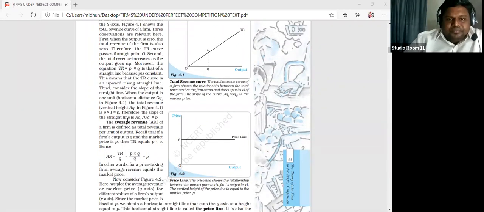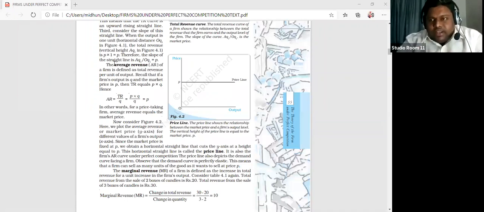Okay, next one, moving towards the average revenue, AR curve. What is the relationship between the total revenue and average revenue? Understand that clearly. Here the average revenue, denoted with AR, of a firm is defined as total revenue per unit of output. That's what the average revenue is. Underline that properly. Total revenue per unit of output.